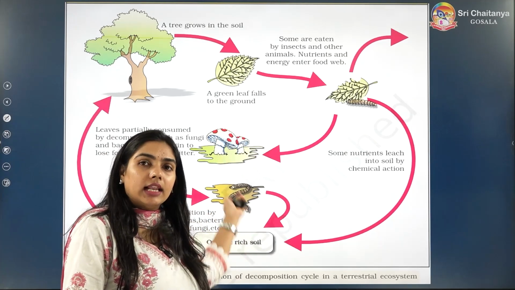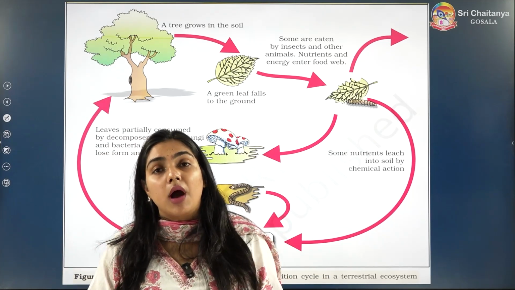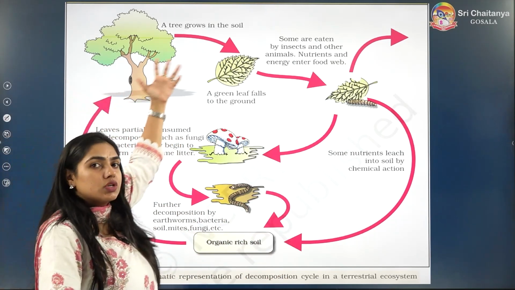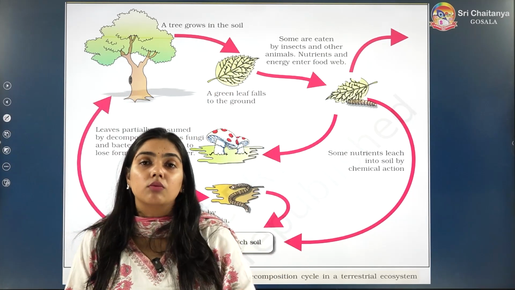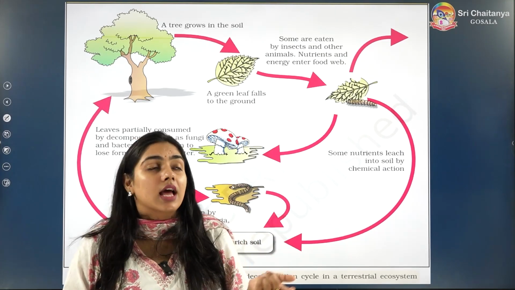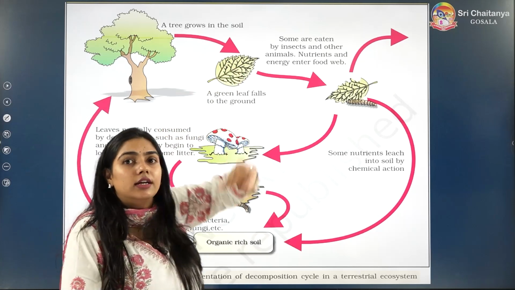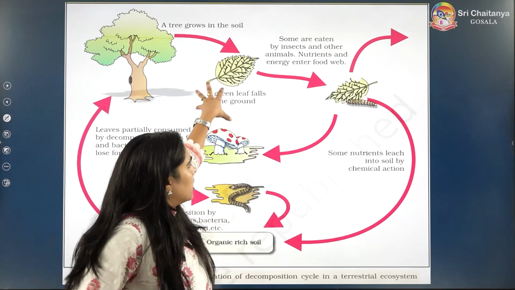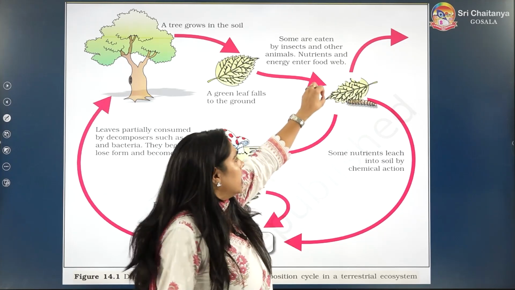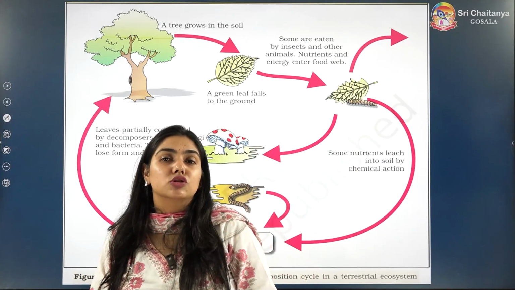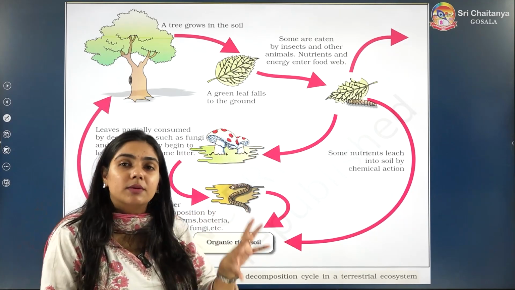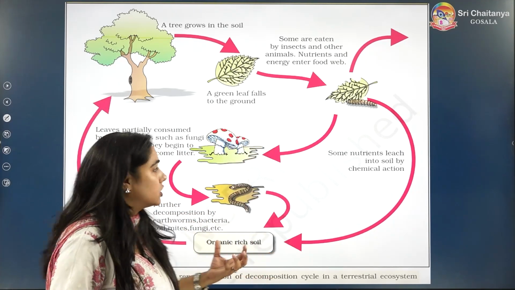Now you can see a cycle in the terrestrial ecosystem, how the decomposition is going to happen. You can see that from this tree, there will be a leaf which has fallen down. Now it is the detritus. The leaf is going to be the detritus, and on the detritus only the decomposition will start. So from here you can see an earthworm is doing the fragmentation. It is converting the large particles into the smaller particles, right? Then you can see further the fungal enzymes, the bacterial enzymes, they are going to act on the detritus.